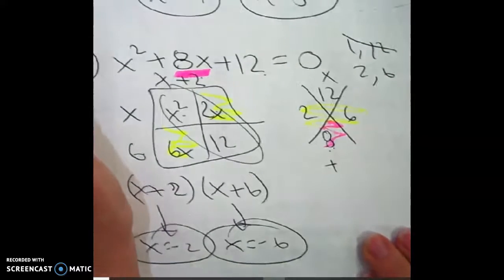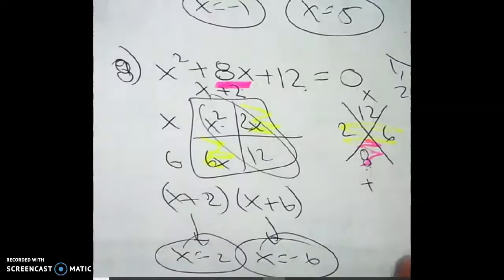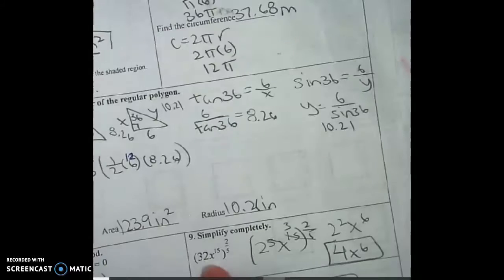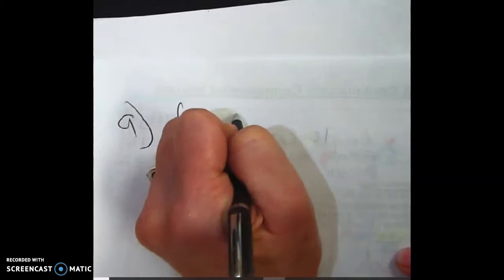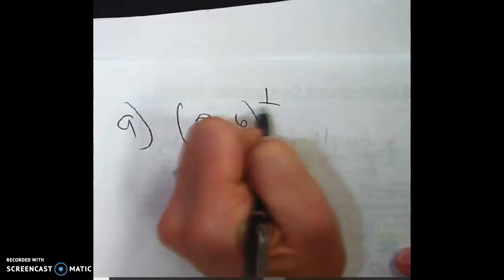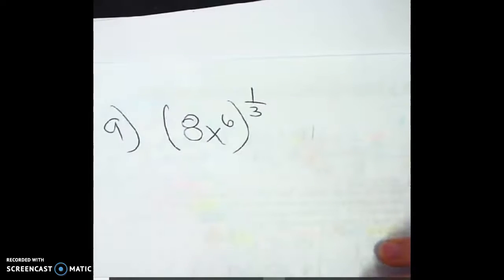2 examples. Sorry, this is number 8, not number 9. Okay? Number 9 was the most difficult one, but let's try it. So number 9 was this one right here. So let me do a couple examples of number 9. So number 9, let's do 8x to the 6th, to the 1/3. Okay? So my focus is here.